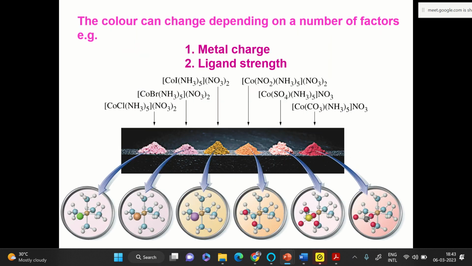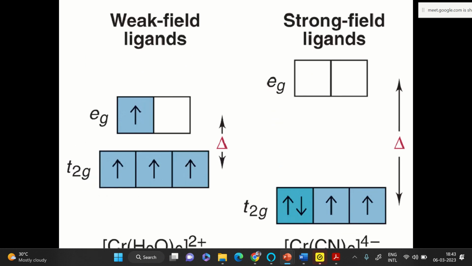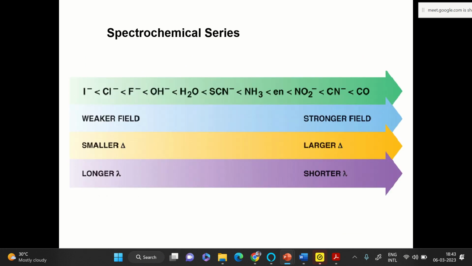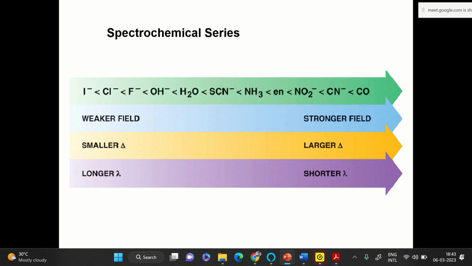I think we had already had the discussion. I'm just giving a recap here, and then we will move on to where we felt there's a need for something, where this theory fails.